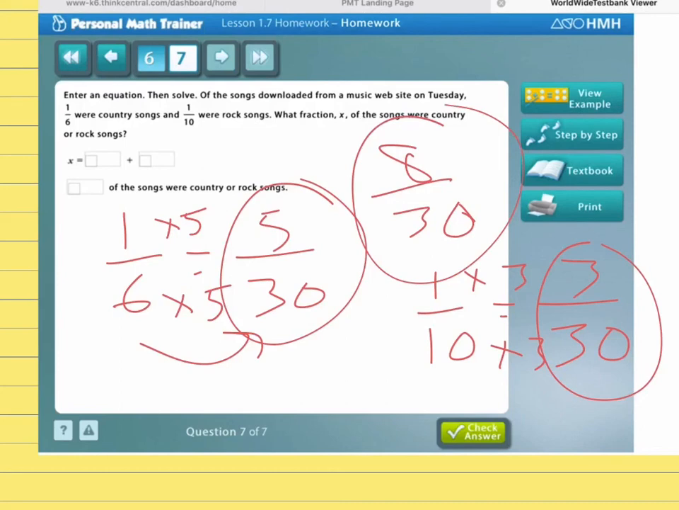Now you notice that those 8/30ths can be simplified. If you divide 8 by 2 and 30 by 2, you end up with 4/15. So correct answers would either be 8/30ths or 4/15. 4/15 would be the better answer because it is in simplest terms.